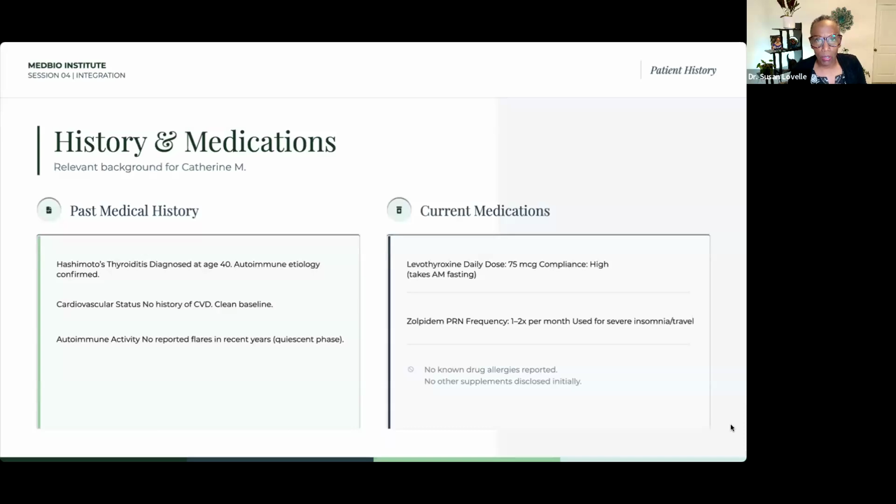And we know that it's autoimmune. Okay, she kind of has flares where sometimes it's more, sometimes it's less. And her medication sometimes changes, but right now she thinks she's pretty stable. She's been taking the same dose of 75 micrograms every single morning. She's really religious about that. Takes it on an empty stomach as she's been recommended. No cardiovascular disease and no flares recently. And like I mentioned, she does take the zolpidem a few times a month as needed. No drug allergies, and she's not taking any other supplements at this time.